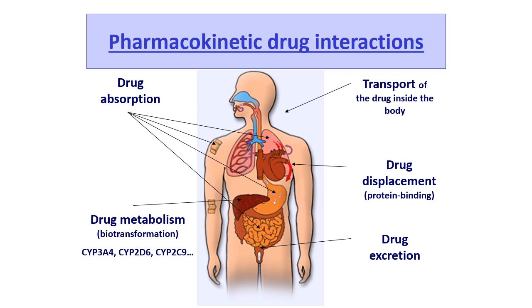So a drug with more affinity may displace the other drug from its binding site, like plasma proteins or even tissue proteins. Drug displacement. And then drug metabolism, biotransformation. You have been told that certain drugs are enzyme inducers, while others are enzyme inhibitors. So at the level of biotransformation, there may be interactions.